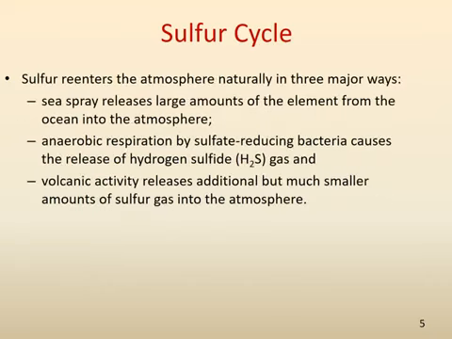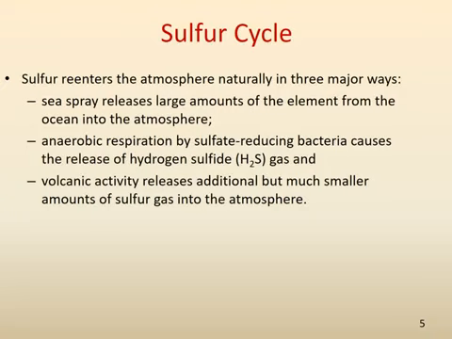Sulfur re-enters the atmosphere naturally in three major ways. Sea spray releases large amounts of the element from the ocean into the atmosphere. Anaerobic respiration by sulfate-reducing bacteria causes the release of hydrogen sulfide gas, especially from marshes, tidal flats, and similar environments in which anaerobic microorganisms thrive. And volcanic activity releases additional but much smaller amounts of sulfur gas into the atmosphere.